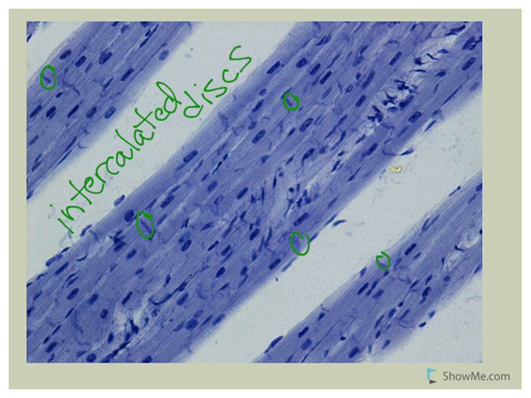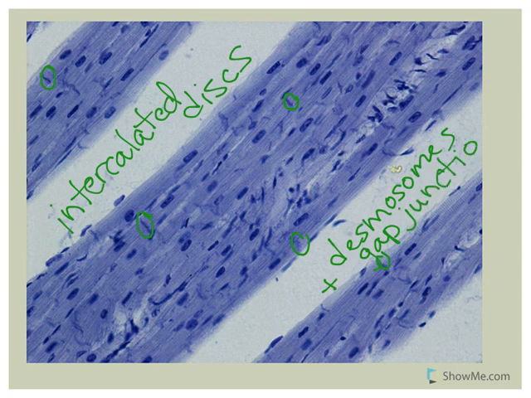So intercalated discs are comprised of two different types of cell junctions. They include desmosomes and gap junctions. So what's so significant about these intercalated discs? Well, the desmosomes allow the adjacent cardiac muscle cells to stay attached to each other and prevent them from being pulled apart, and the gap junctions allow cardiac muscle to work as a unit, a functional unit.